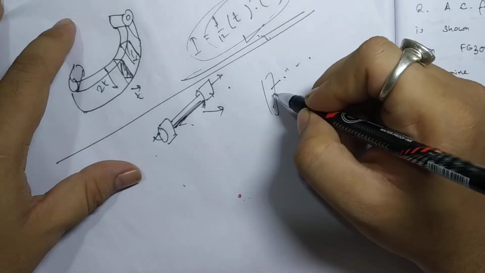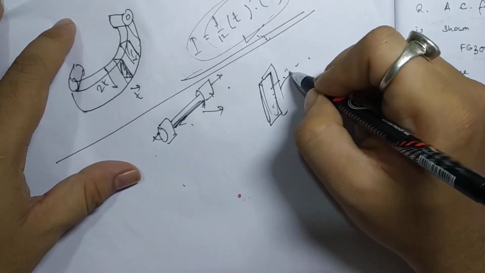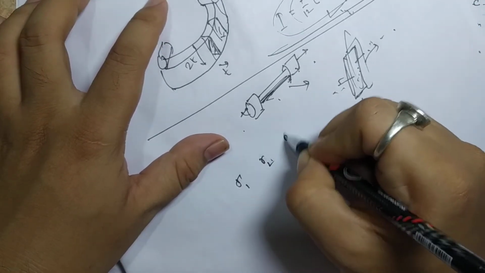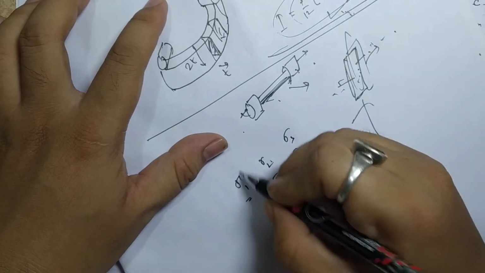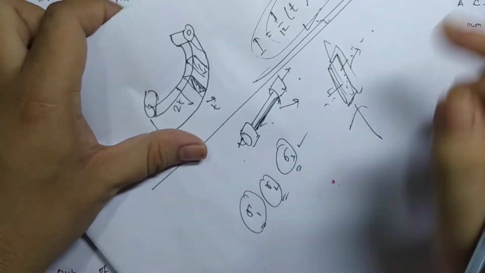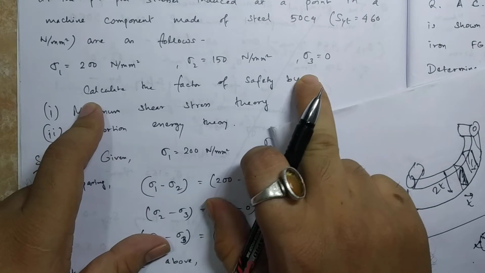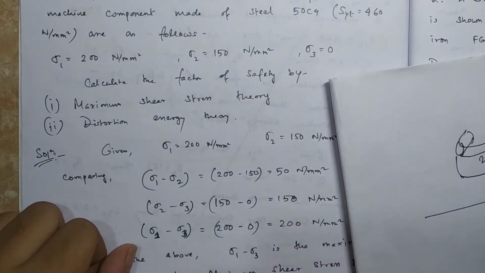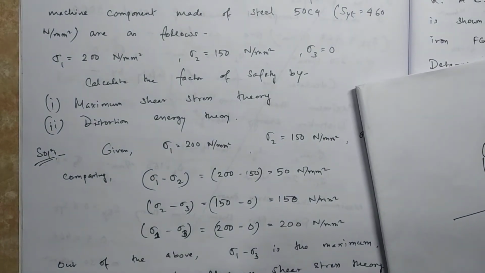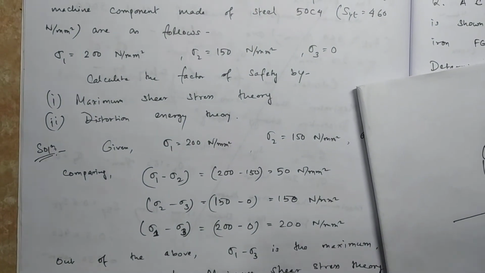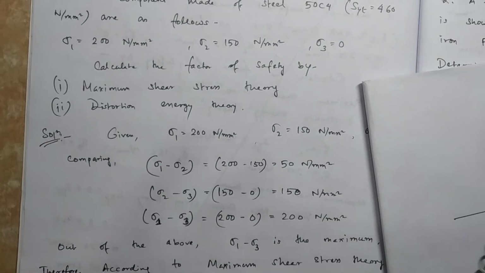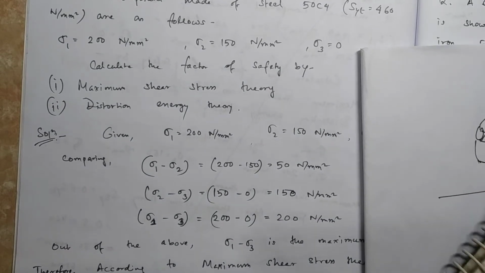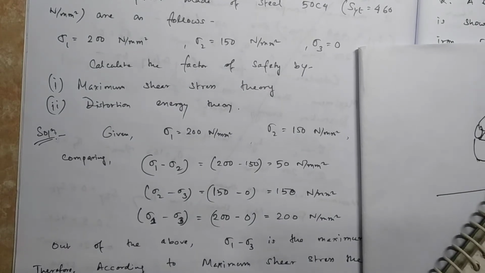A machine component is subjected to a state of stress. Anywhere we have applied some stresses, they will lead to principal stresses. So sigma 1, sigma 2, sigma 3 are principal stresses. The values are given to you, and you have to calculate the factor of safety using these two theories. Okay, so how to proceed? Let's look at the concept that you have learned, the theories of failure.